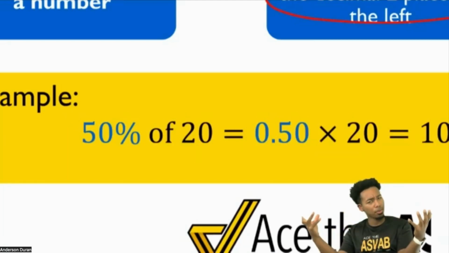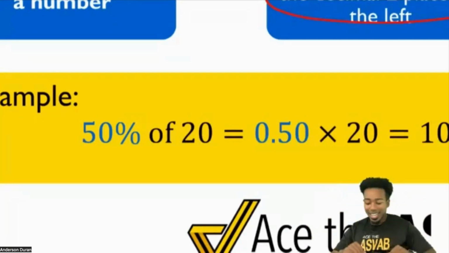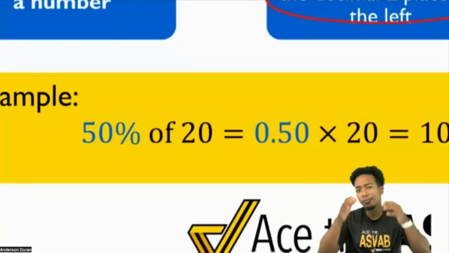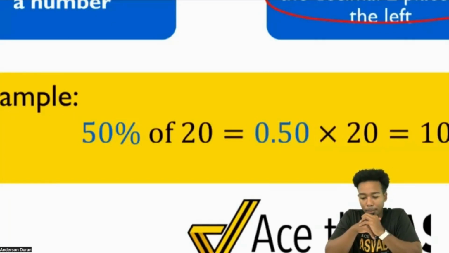The whole thing, right? 100% of myself, right? 100% is the whole thing. So if you're trying to take 50% of a number, what does it sound like you might be doing to that number? Right, you might be cutting it in half. You might be taking half of that number.